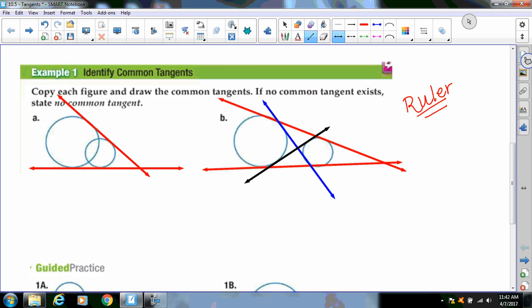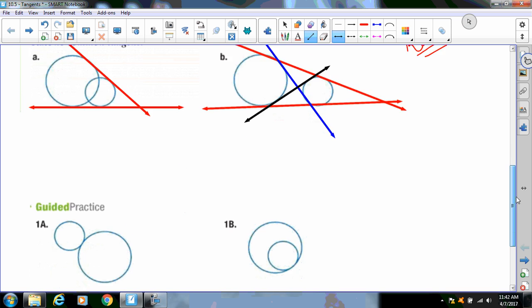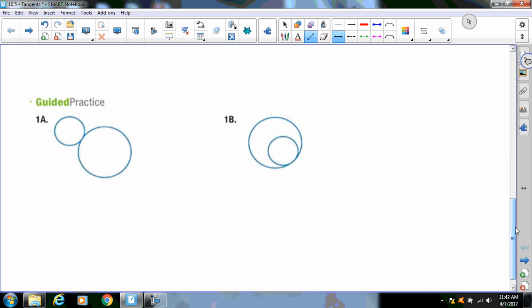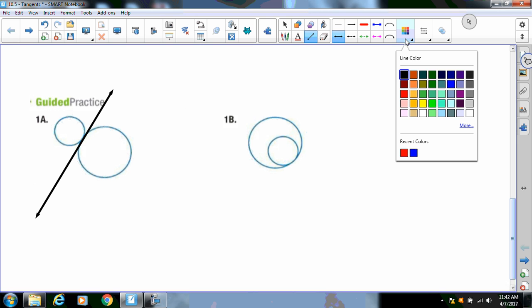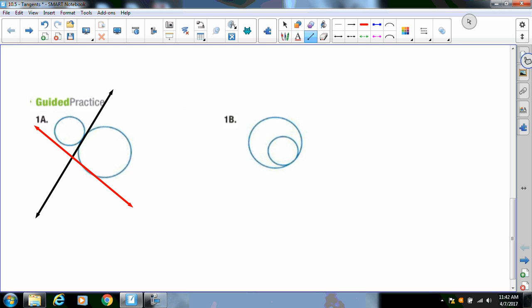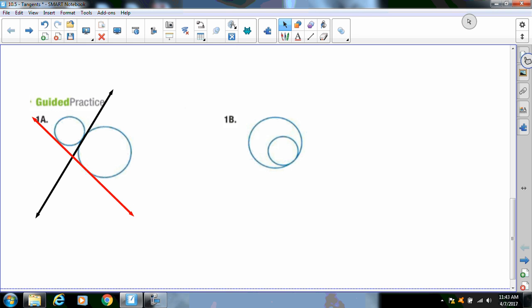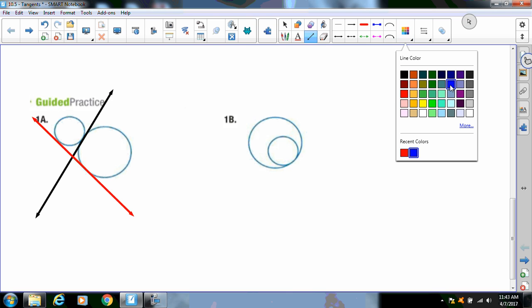Again, you're just looking to see where you can draw lines that touch both circles in the same spot. For this one, obviously where those circles intersect, one line will go through there. Then, just like you did on A, I can get one to touch here. That would be a common tangent, touching both. And then another one on the other side.